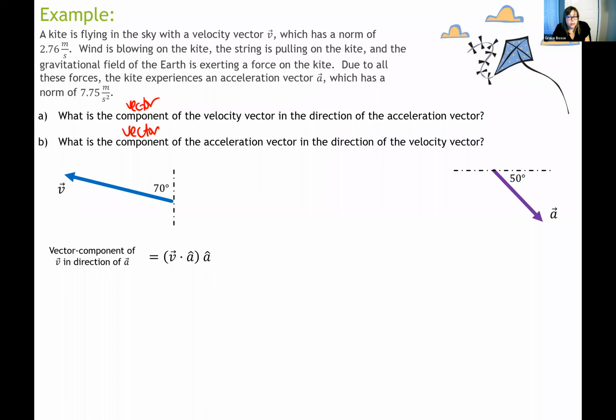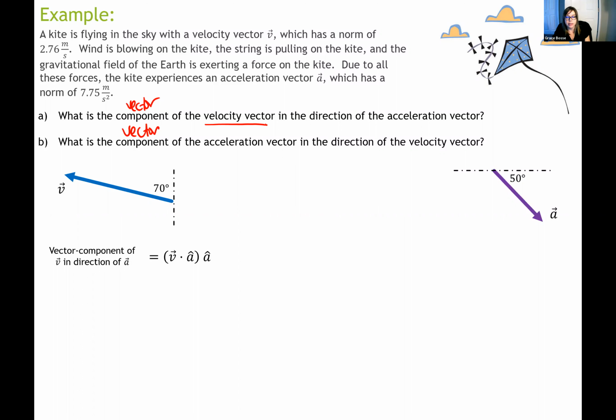So let's start off with part A. We're going to find the vector component of the velocity vector in the direction of the acceleration vector. So I need to take the dot product between the velocity vector and the unit vector in the direction of the acceleration vector. I'm going to do that dot product and multiply it by the unit vector of the acceleration vector. So let's draw this, okay?